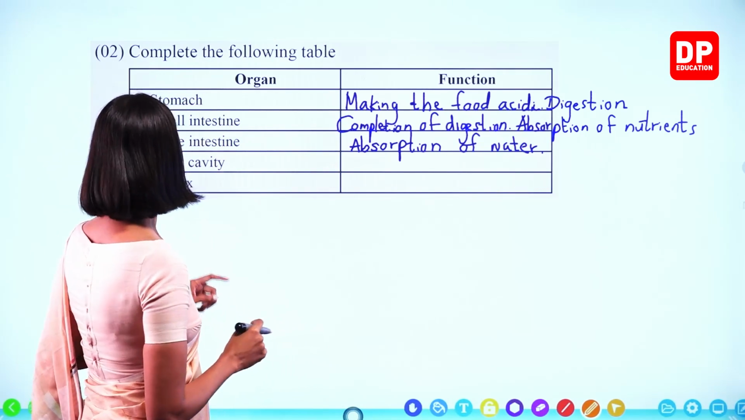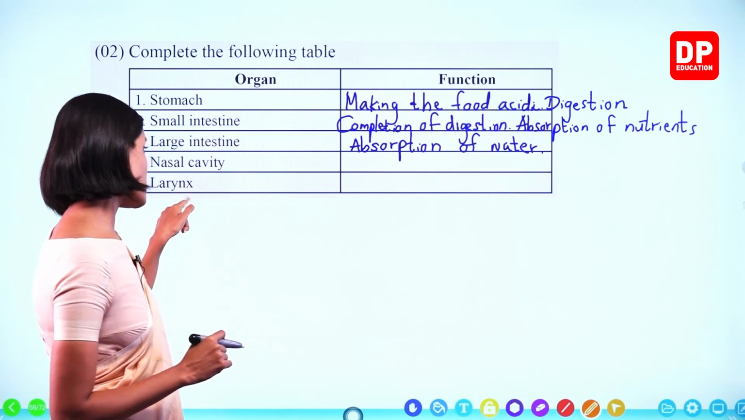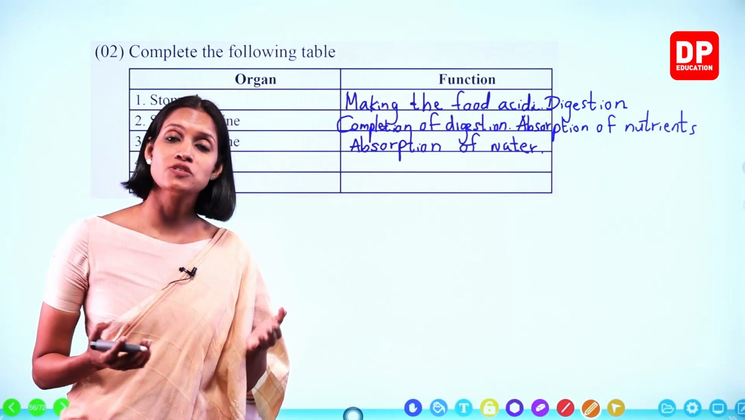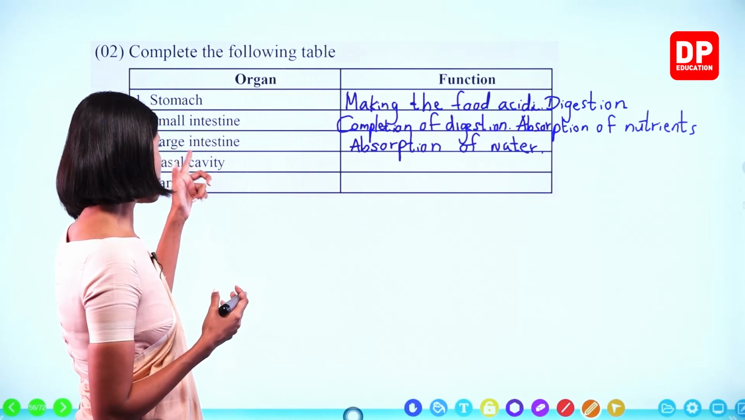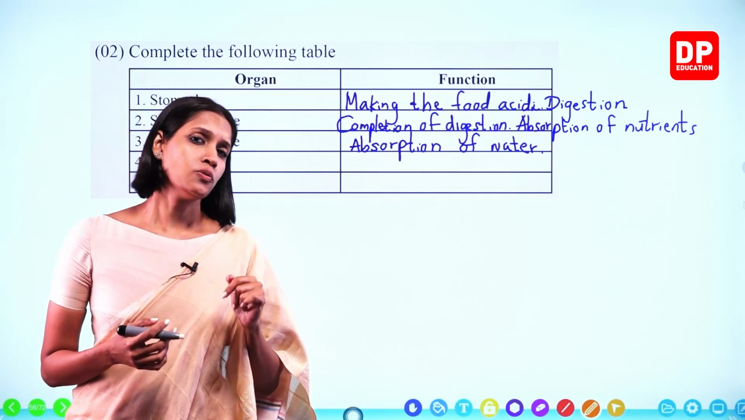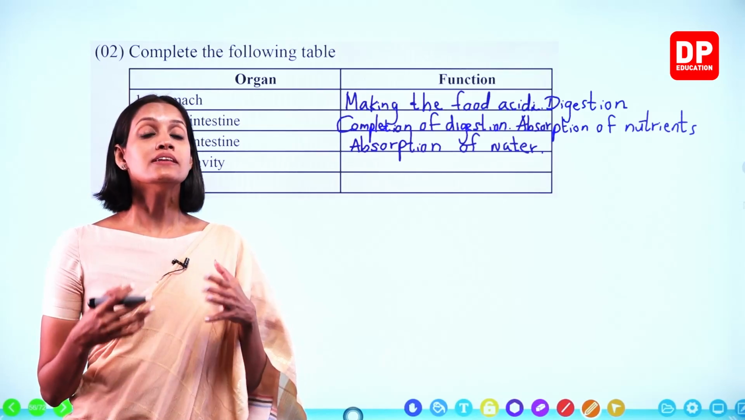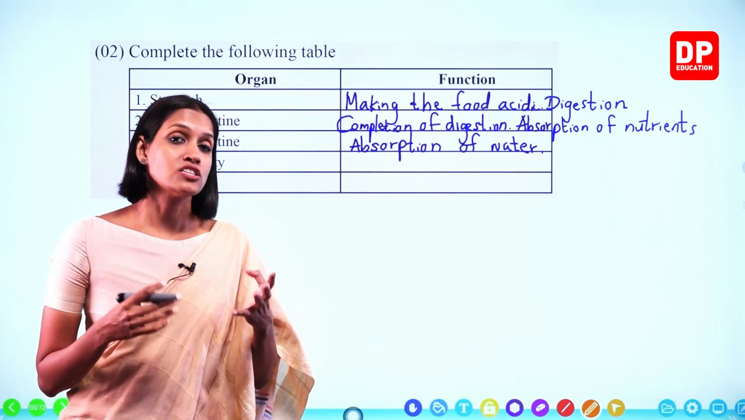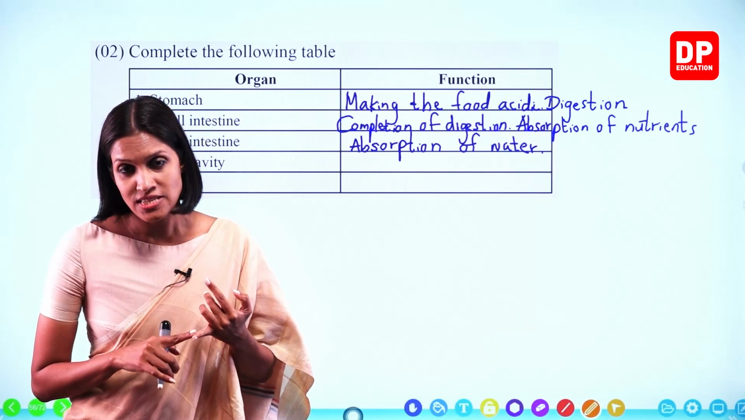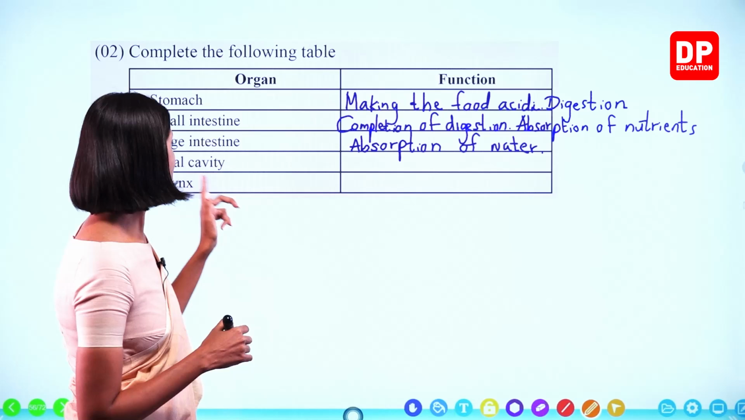Right, children? Nasal cavity, and the next one is larynx. Nasal cavity and larynx belong to the respiratory system. Right? What is the function of the nasal cavity? Now, we discussed that there are 3 changes that take place in the inhaled air inside the nasal cavity. Right? The air gets warmer, moisture is added, and also the air gets filtered.